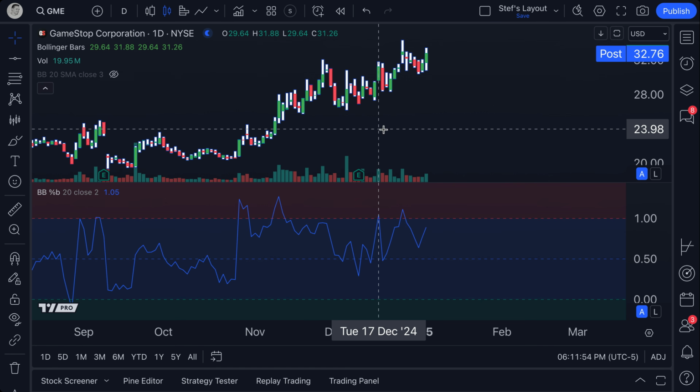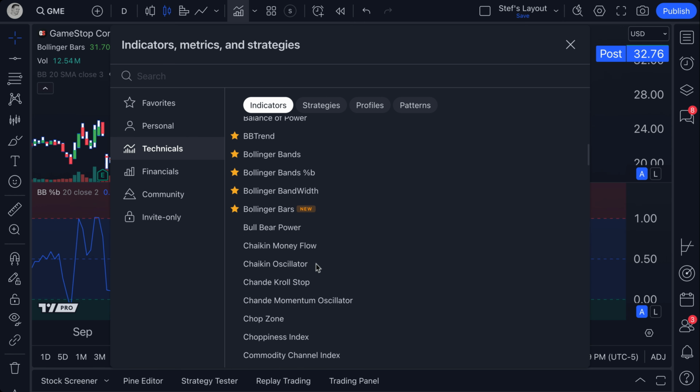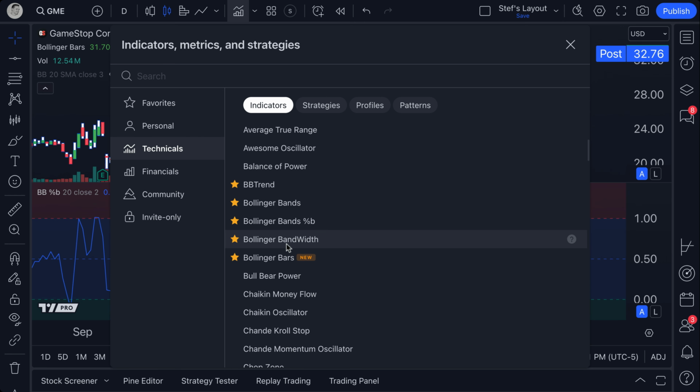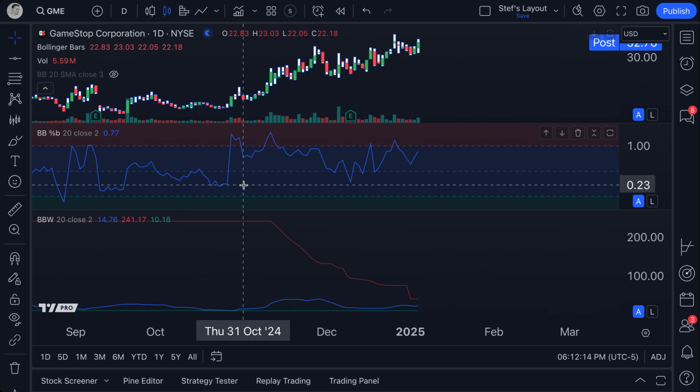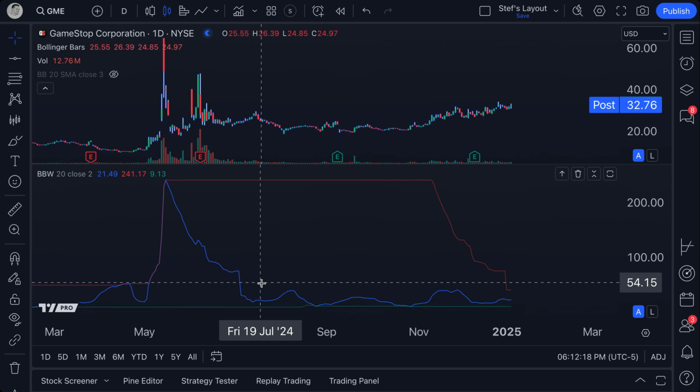And now it's time to dive into the next Bollinger Band indicator, which is the Bollinger Bandwidth. Now, the key to understanding the Bollinger Bandwidth is reading its name, bandwidth. So you're not just looking at Bollinger Bands, you're looking at the width of the bands. How far apart are they from each other? Are they contracting or are they expanding?